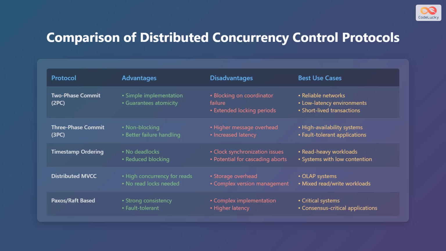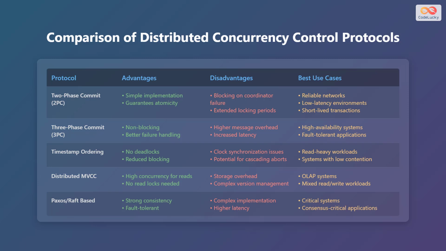Timestamp ordering has the advantage of no deadlocks and reduced blocking. Disadvantages include clock synchronization issues and the potential for cascading aborts. It is best in read-heavy workloads and in systems with low contention.